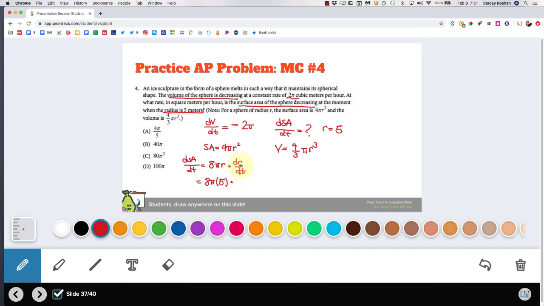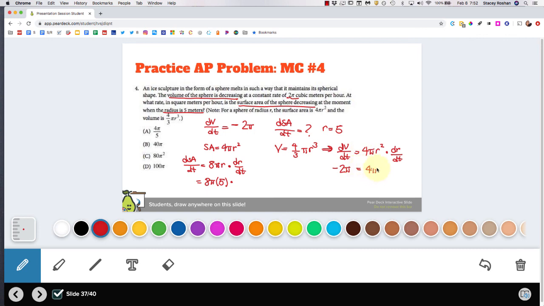We don't know. So then we're like, oh, well, they gave us one more piece of information. Maybe we should use it. They gave us this information about dV/dt, and they gave us our volume. So what is dV/dt? dV/dt is going to be 4/3 times 3 is 4 pi r squared. But again, that r is changing over time, so it has a baby in it. Our dV/dt was -2 pi. They told us that.